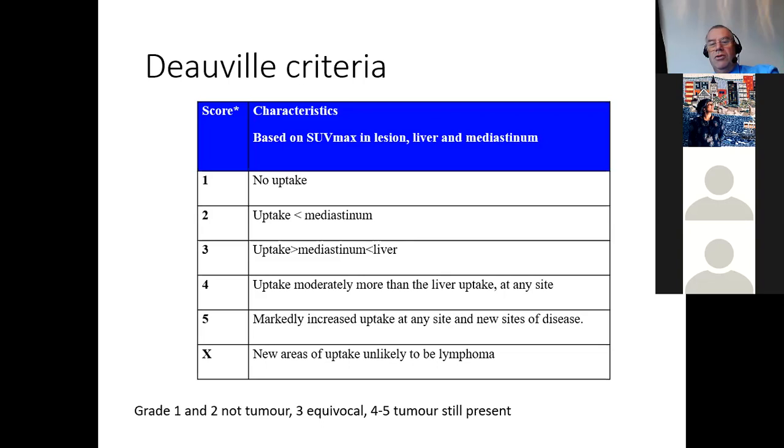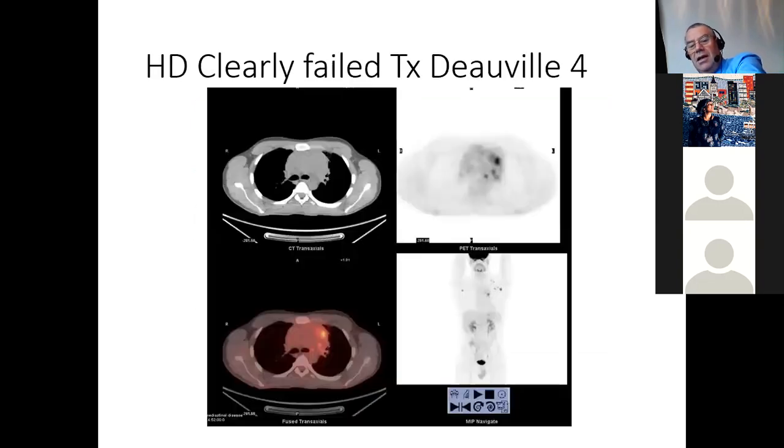How you measure that, most people go for an SUV 1.5 times liver. So liver tends to be around about 3, so an SUV of around about 4.5 or above. And a Deauville X is new areas of uptake unlikely to be lymphoma, and these honestly tend to be infection because these neutropenic patients can get infection. So 1 and 2 is counted as definitely clear.